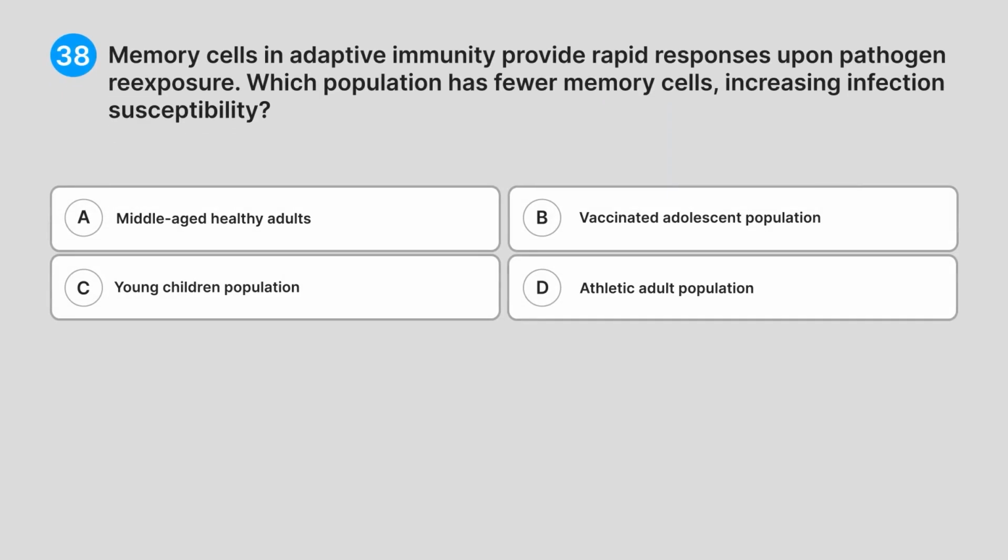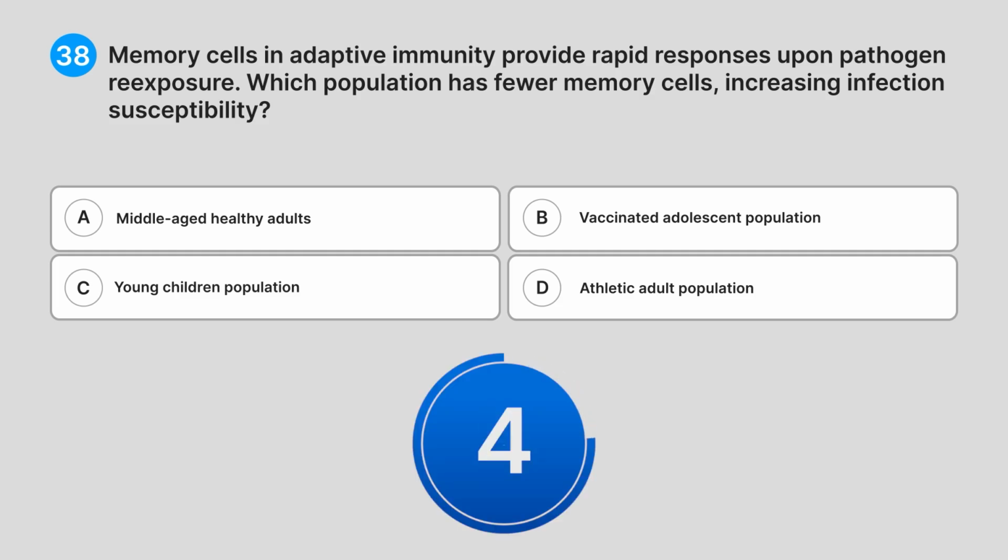38. Memory cells in adaptive immunity provide rapid responses upon pathogen re-exposure. Which population has fewer memory cells, increasing infection susceptibility? A. Middle-aged healthy adults. B. Vaccinated adolescent population. C. Young children population. D. Athletic adult population. Do you know the answer?